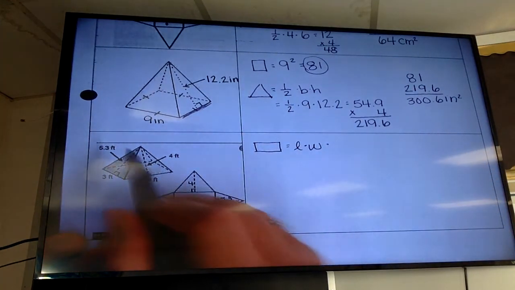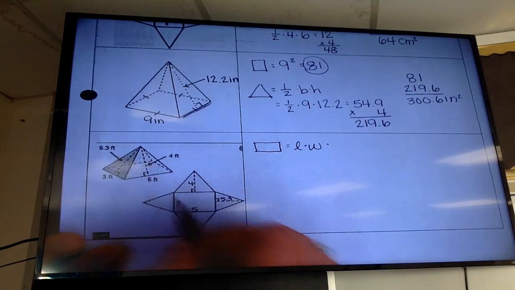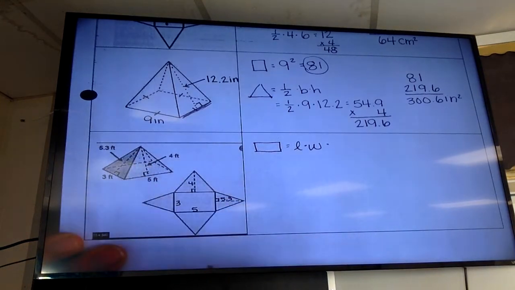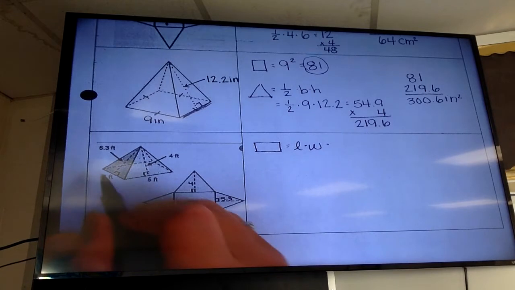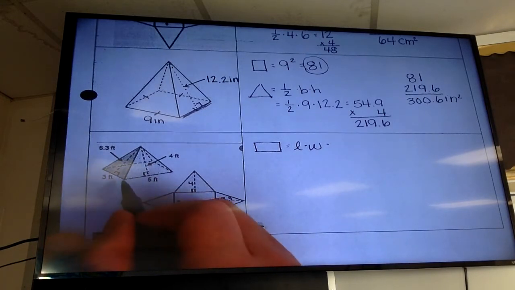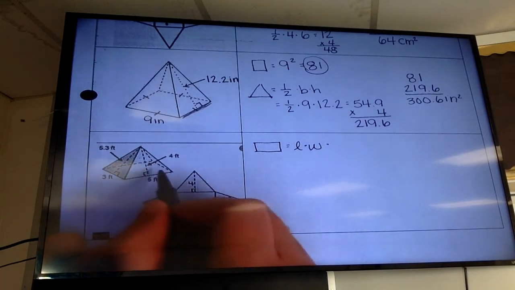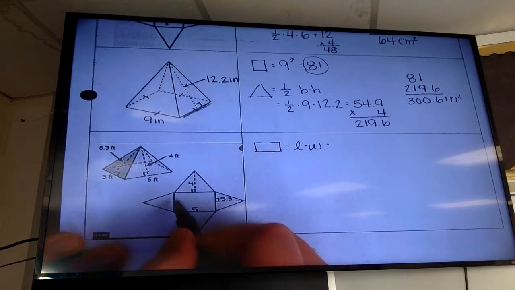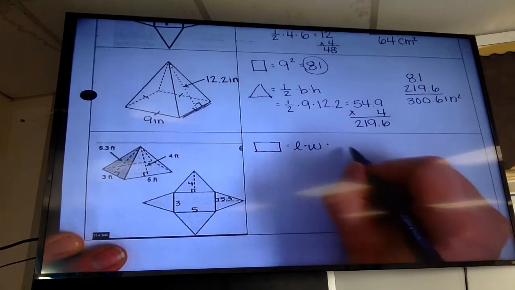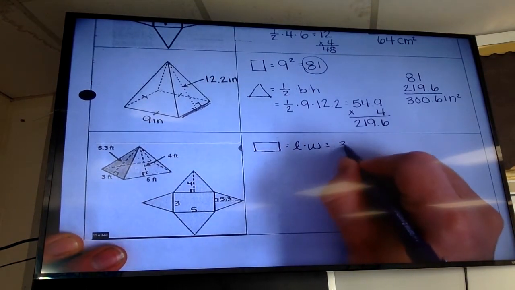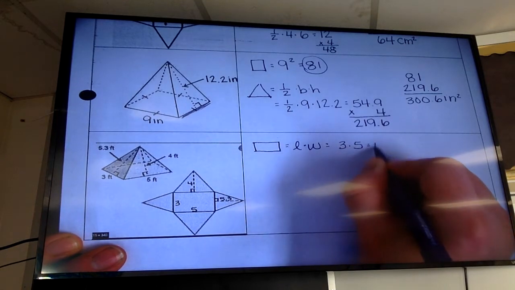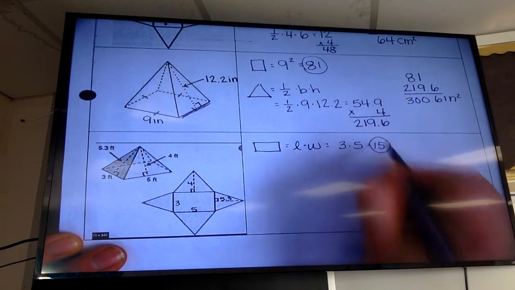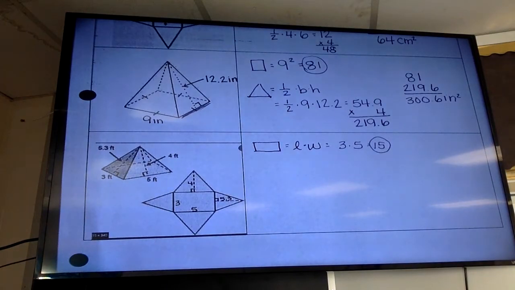So I'm going to see, and this one's drawn both ways. Here's the pyramid, here's the net of the pyramid as if it was unfolded. So I can see that the pyramid length and width is 3 and 5, and it's probably easier to see on this one. But you don't always have a net, so we've got to learn how to do it both ways. So we're going to say 3 times 5. That's 15. So I know just the base of my rectangular pyramid is 15.